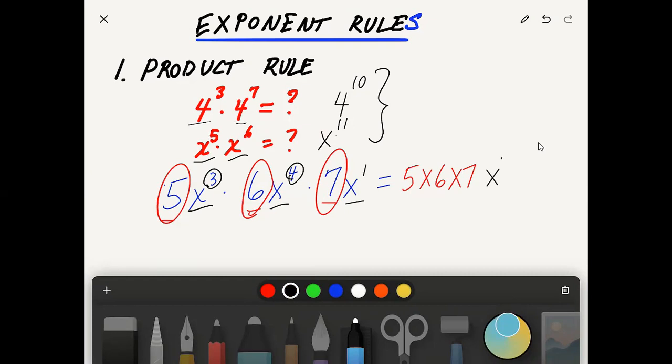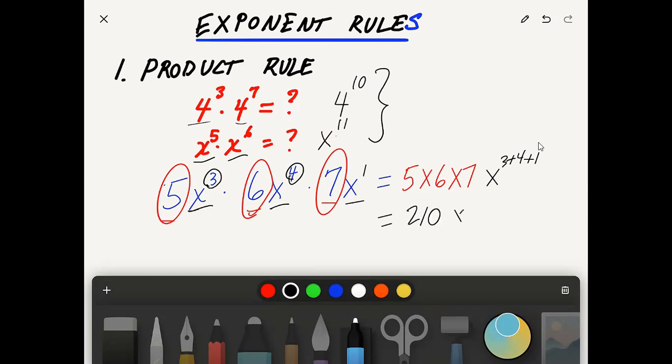So we're going to do 3 plus 4 plus 1. Now, if we are simplifying this all the way down, we would just say 5 times 6 times 7. What is that? Well, 5 times 6 is 30, and 30 times 7 is going to be 210. And so that part is done.